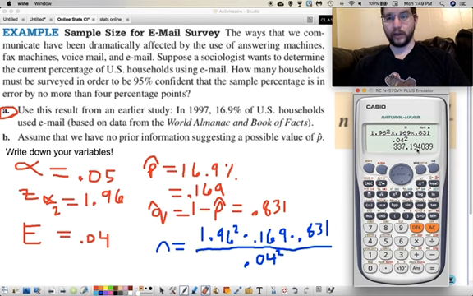Now, for rounding these, to round the number of people, we're always going to round up.